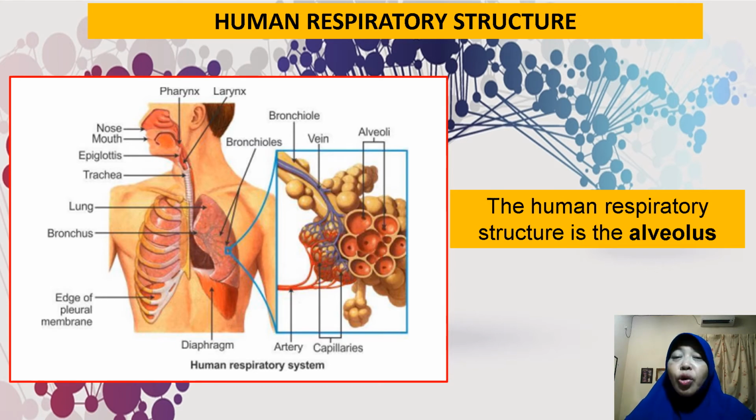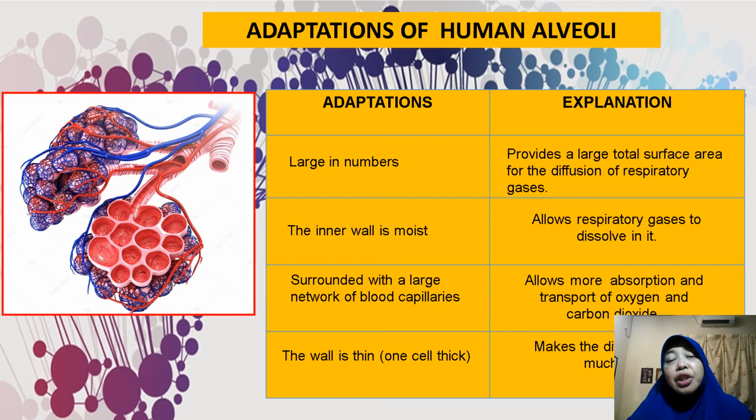How about the adaptations of the human alveoli, in order for gas exchange to occur efficiently? The table here shows the adaptations of the human alveoli. Similar to the other respiratory structures earlier, the alveoli are found in large numbers, so that there is a larger surface area for gas exchange. The inner wall is also moist. The wall is one cell thick, and as you can see here, the alveoli are surrounded with a network of blood capillaries for the transport of the gases to the body tissues.